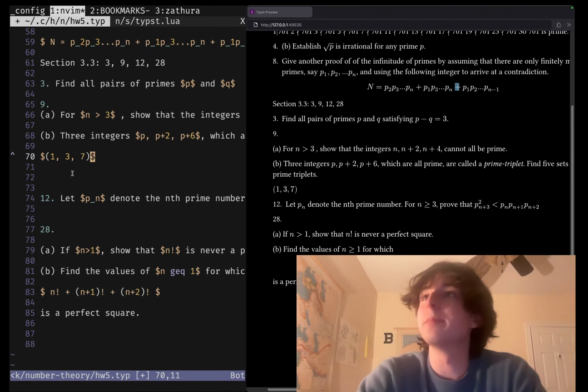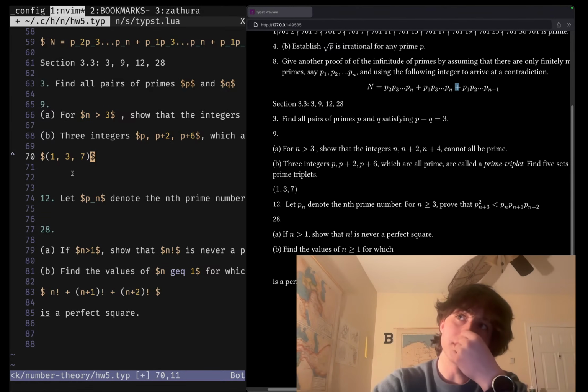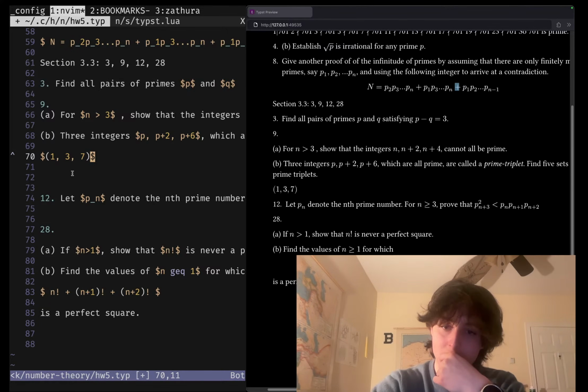Yeah, that's awesome. Okay, so I don't really want to check this manually. It seems like a lot of work. What is considered prime?